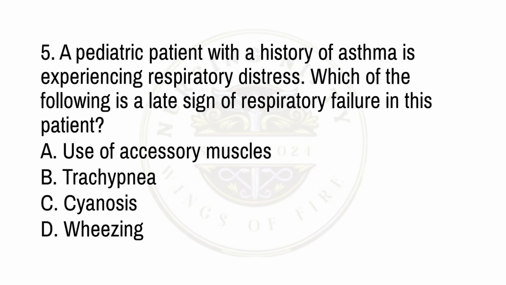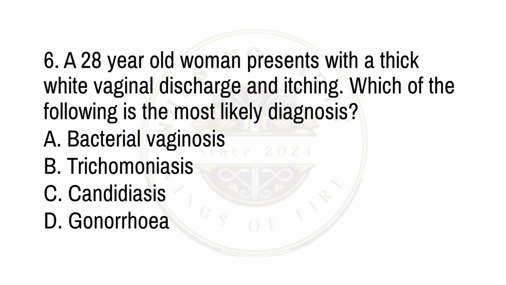tissues. Question number 6. A 28-year-old woman presents with a thick white vaginal discharge and itching. Which of the following is the most likely diagnosis? Options. Option A. Bacterial vaginosis. B. Trichomoniasis. C. Candidiasis. And D. Gonorrhea. So here the right answer is option C.